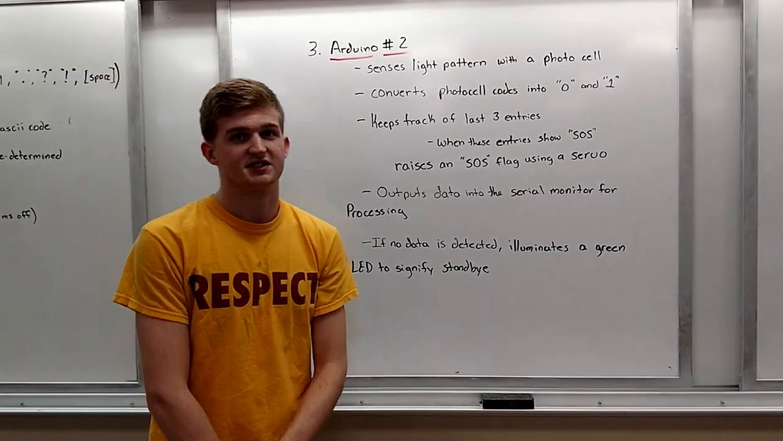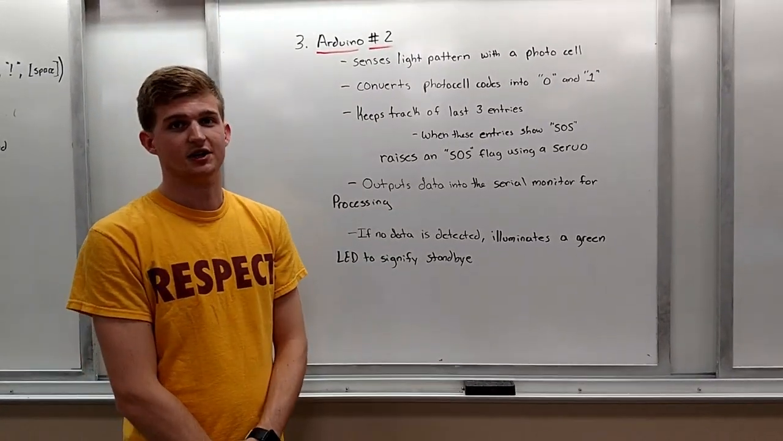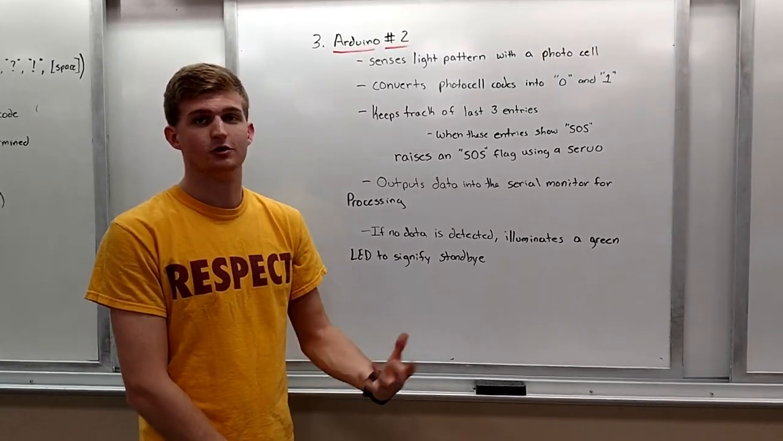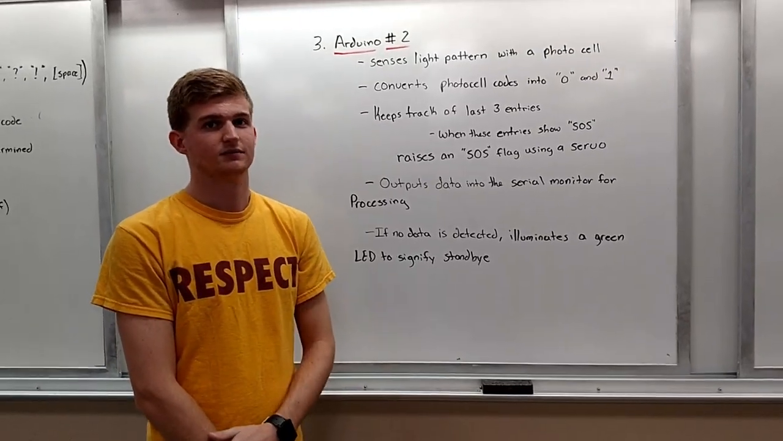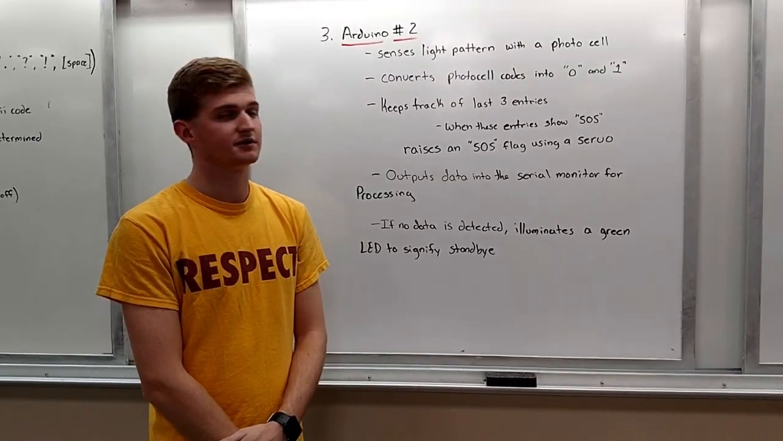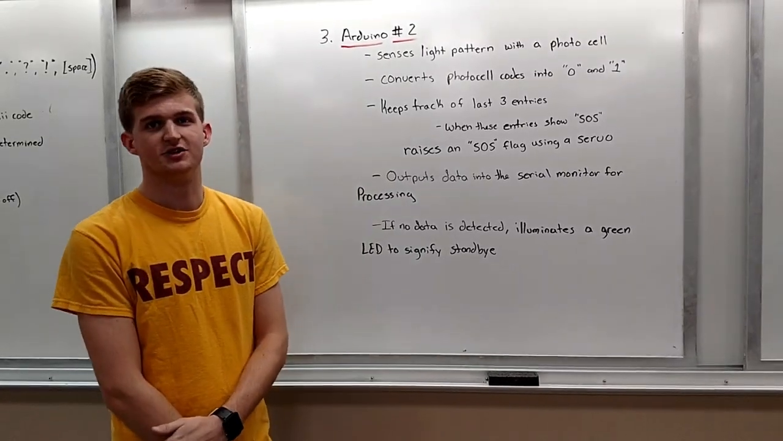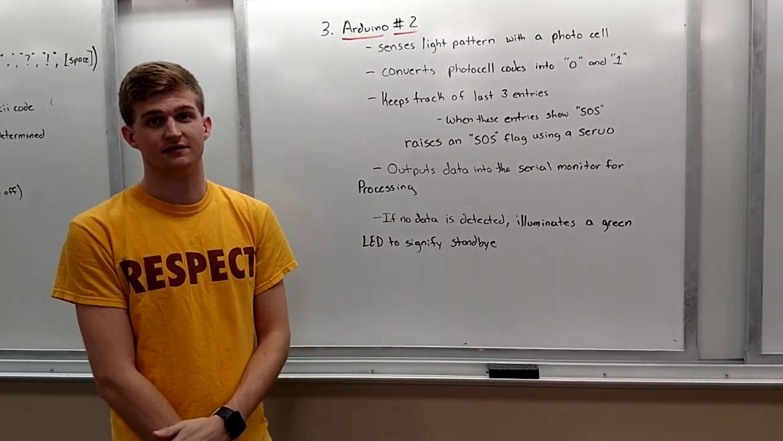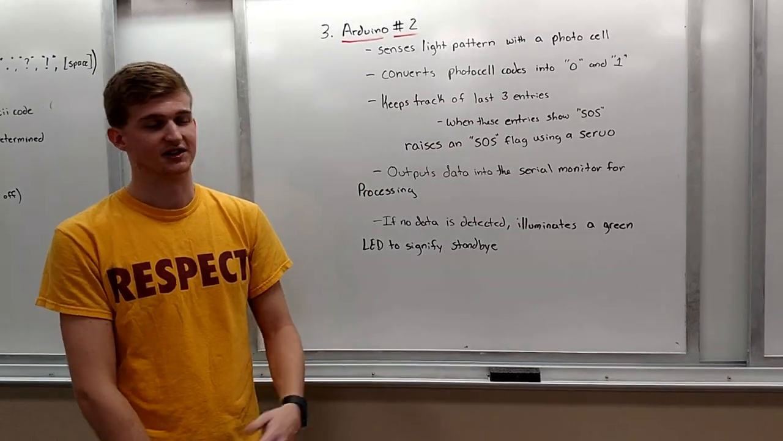From there, we run into the second Arduino. The second Arduino is hooked up to a photocell, which will sense the light pattern associated with the first Arduino's LED. It then converts the photocell's codes into a 0 and 1 pattern, and it keeps track of the last three entries. If the last three entries resemble the SOS code, it will then use a servo to raise a flag demonstrating SOS. It then outputs the data to the serial monitor for processing, and it has a standby mode: if no data is available to be taken into the code, it'll just illuminate a green LED, just saying that it's ready.